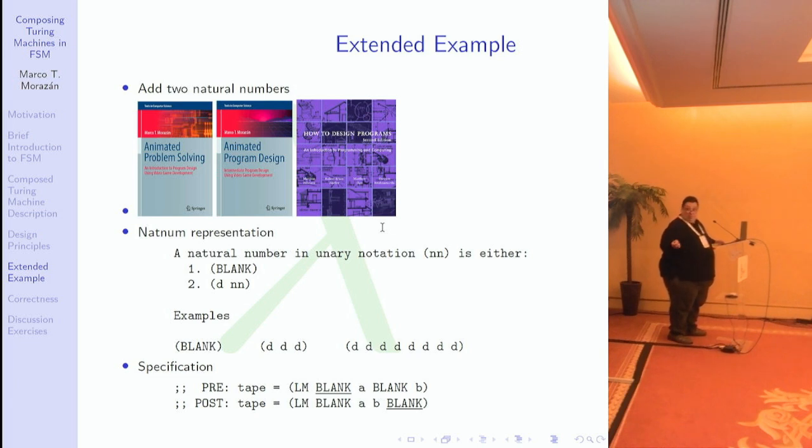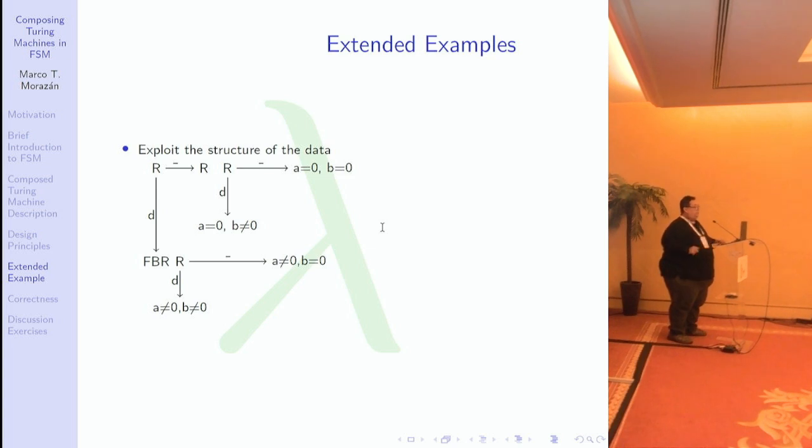Okay, so now we specify our machine. We start with the head on the blank before the A, then we have A, then we have a blank before B. That's where we start, and what we want at the end is to have the starting blank, the sum, and then the head on the blank after the sum. So how do we do that?